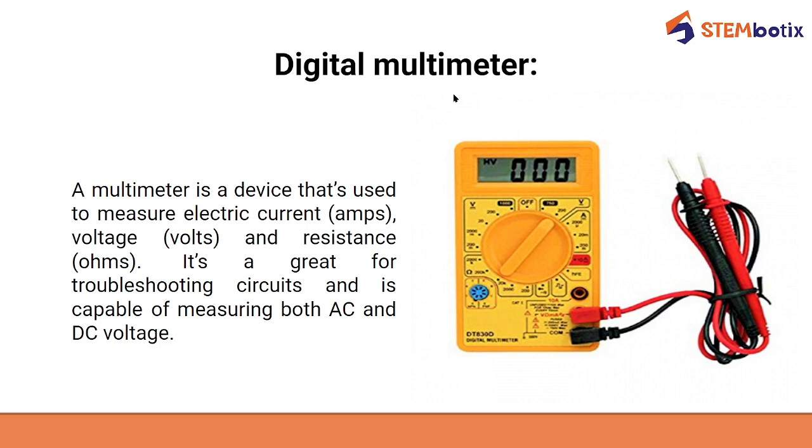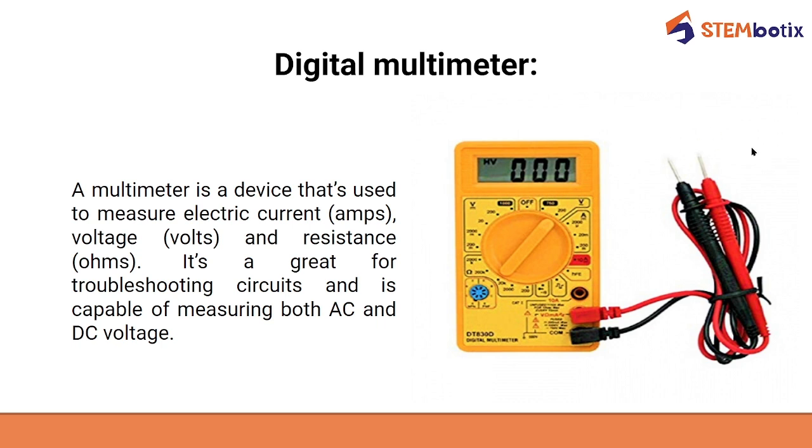Now, a multimeter is a kind of device using which you can measure many quantities. For example, you can measure an LED's voltage, or whether the LED is damaged or not, a resistor's resistance, also a transistor's continuity, a diode's continuity. So using this meter only, you can measure many kinds of magnitudes. A multimeter is a device that is used to measure electric current in amperes, voltage in volts, and resistance in ohms. It's great for troubleshooting circuits and is capable of measuring both AC and DC voltage.